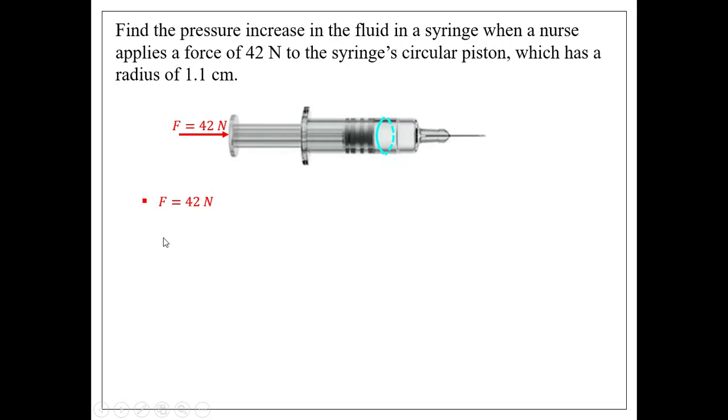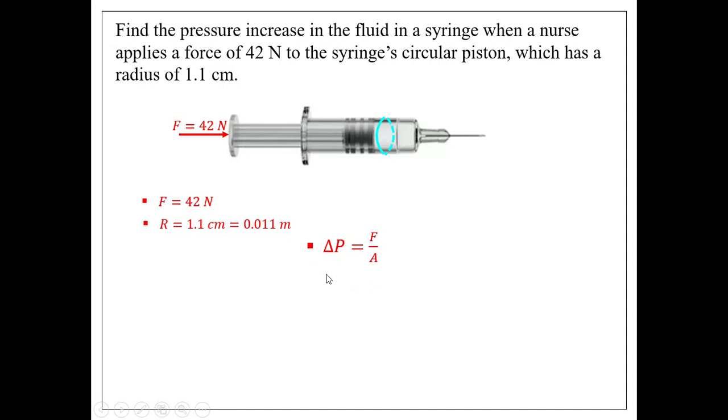Here I list what's given. The force being applied is 42 newtons, and I'm going to convert the radius of the cross-section area from 1.1 centimeters to meters. To convert centimeters to meters, all you have to do is divide by 100, because there are 100 centimeters for every 1 meter. Okay, here the problem says pressure increase.